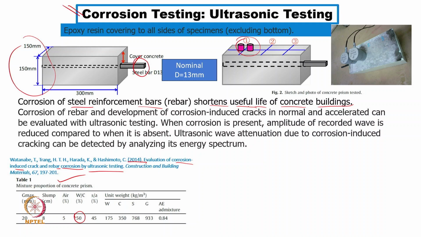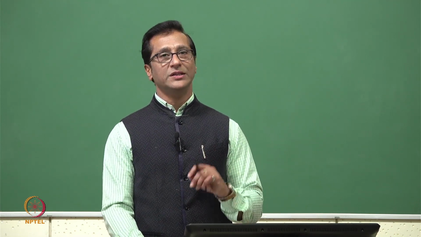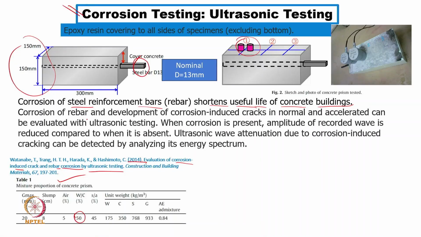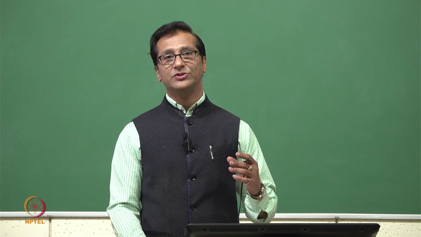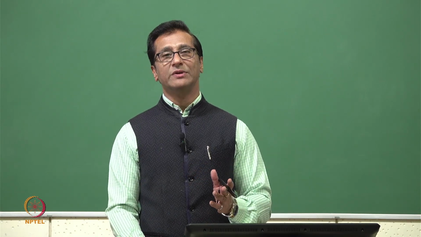Now if there is a corrosion of the steel bar, because we use steel reinforcement bars to increase the strength, but this reinforced bar gets corroded, naturally the useful life of the concrete building will be reduced. And corrosion of the rebar and development of corrosion induced cracks. And then, naturally, even if you use cement, there should be some crack to get ingress to reach the iron. Otherwise, it will not be.